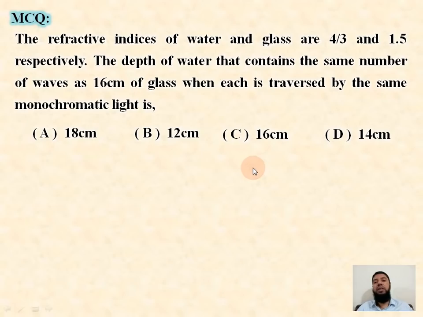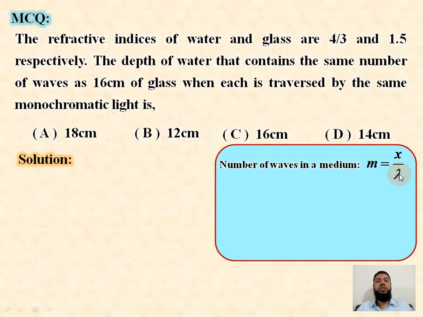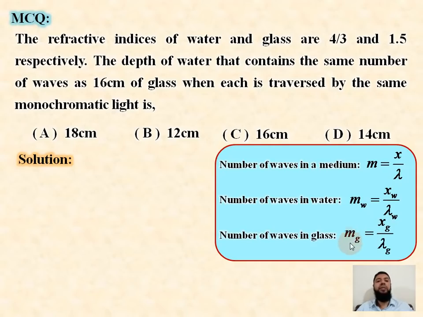We have learned that the number of waves in a medium of depth or thickness x can be expressed as m is equal to x by lambda. In case of water medium, the number of waves is xw by lambda w, where xw is the depth of water. And in case of glass, the number of waves mg is equal to xg by lambda g, where xg is the thickness of the glass. Here it is given that the number of waves in both the mediums is the same, hence xw by lambda w is equal to xg by lambda g. On rearranging, xw by xg is equal to lambda w by lambda g.